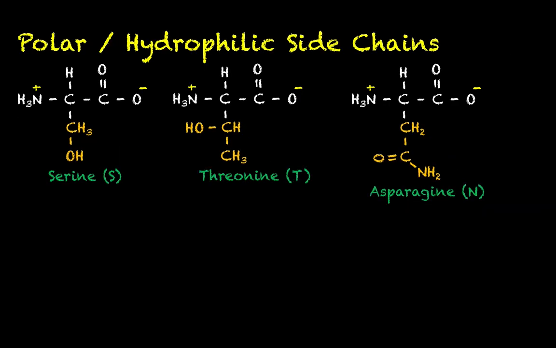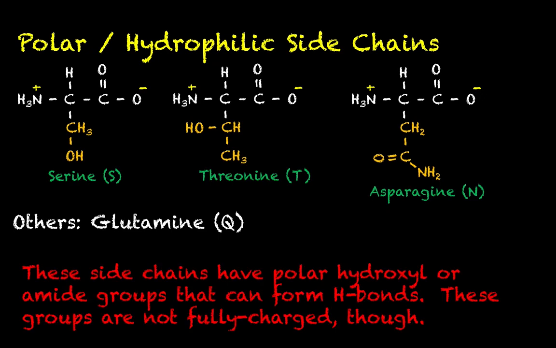Next, we'll move on to the polar hydrophilic side chains. Some examples here are serine, threonine, and asparagine. And what you'll notice here is that these side chains include polar functional groups. Hydroxyl groups in the case of serine and threonine, and then a polar amide functional group in the case of asparagine. Glutamine will actually also be very similar to asparagine, but I couldn't quite fit it onto this slide.